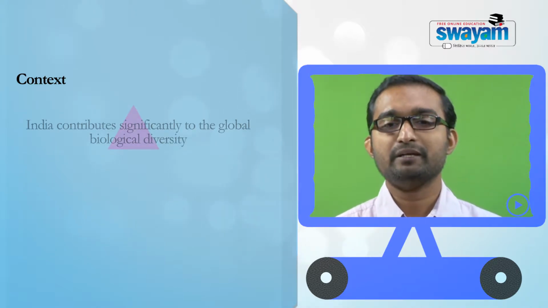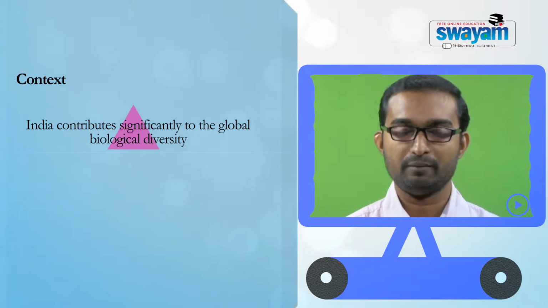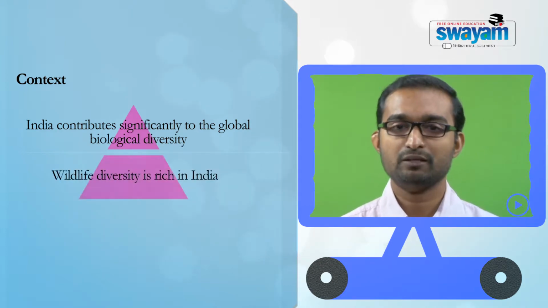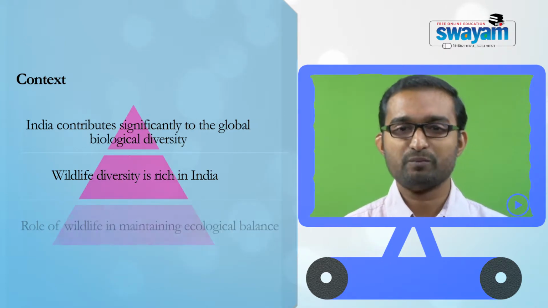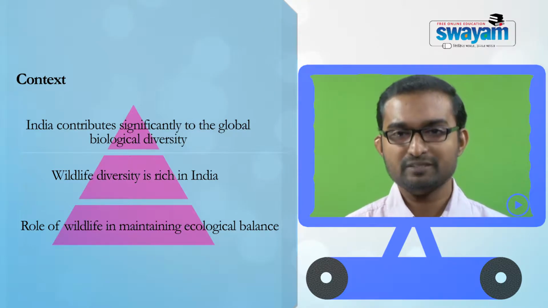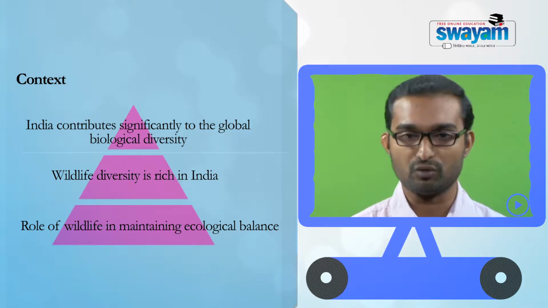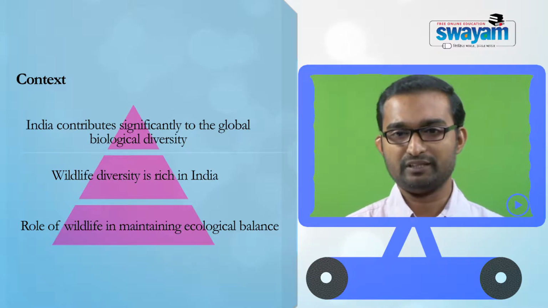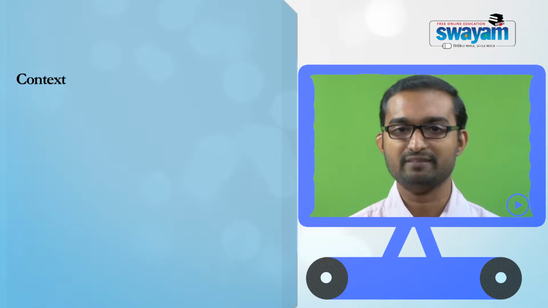The context in which the law relating to wildlife protection in India has been developed: India contributes significantly to biological diversity, even at the global level. For example, India is quite known for its rich wildlife diversity, and it's needless to explain the role of wildlife in maintaining the ecological balance. If anything affects the wildlife, that can have implications on the overall ecology. So this is the context in which wildlife laws have evolved, and that's also the case in India.